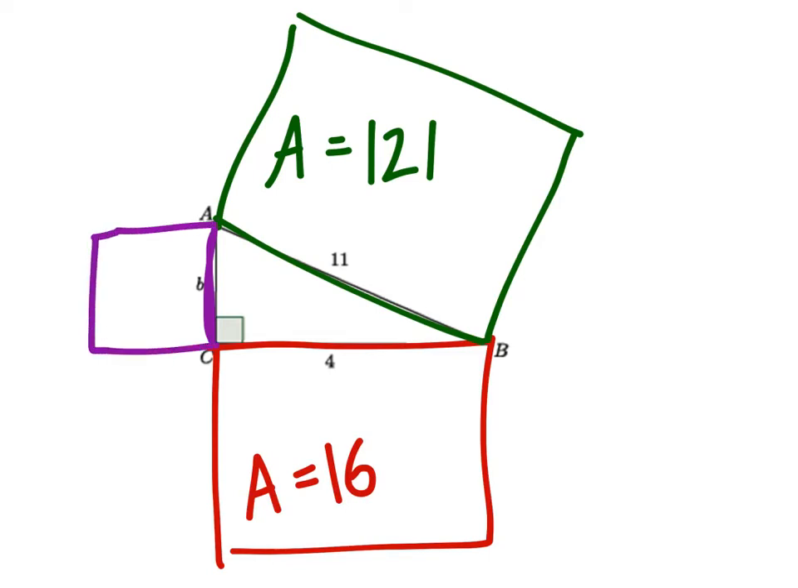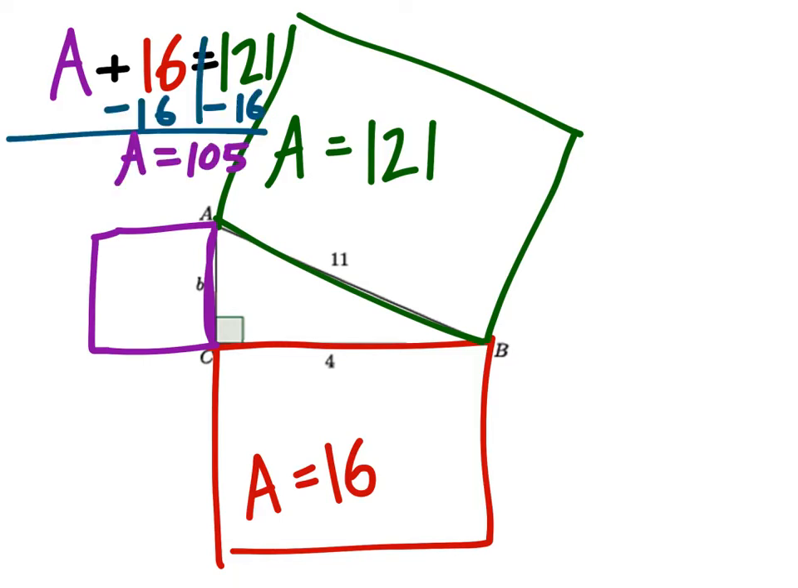We can see that this purple square is much smaller than the green one and the red one. But also the red area is smaller than the green one. So it means that if I took the area of the purple square and the area of the red square, if I added those together, then I would get the area of the big one at 121 square units. So to solve for a on this thing, all I'm going to do is subtract 16 from both sides. And that gives me an area of 105.